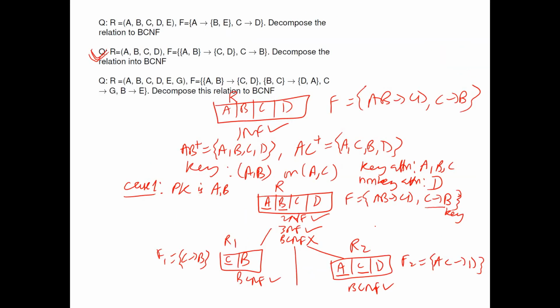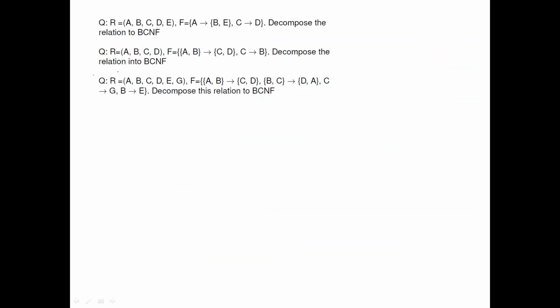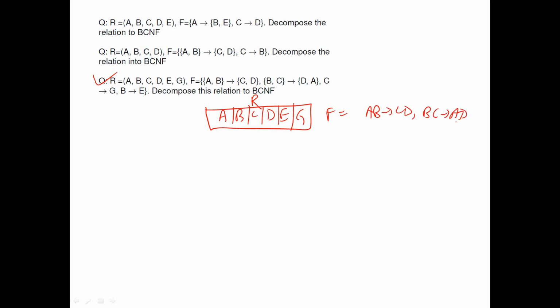Let's come back to another problem. Let's say this problem. So here the R is containing A, B, C, D, E, G. This is my R. F is containing AB to CD, BC to AD, C to G, B to E.